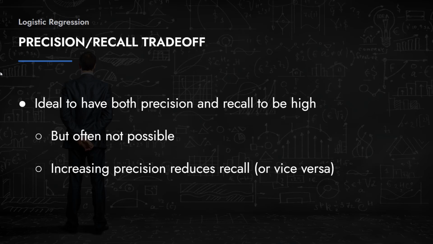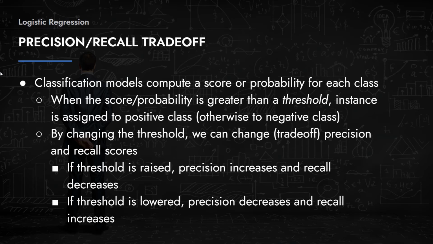So it's ideal to have both precision and recall to be high, but this is often not possible. Increasing precision reduces recall and vice versa, so this is something to keep in mind. Classification models compute a score or probability for each class. When the score or probability is greater than a certain threshold, the instance is assigned to the positive case, and otherwise it's assigned to the negative case.